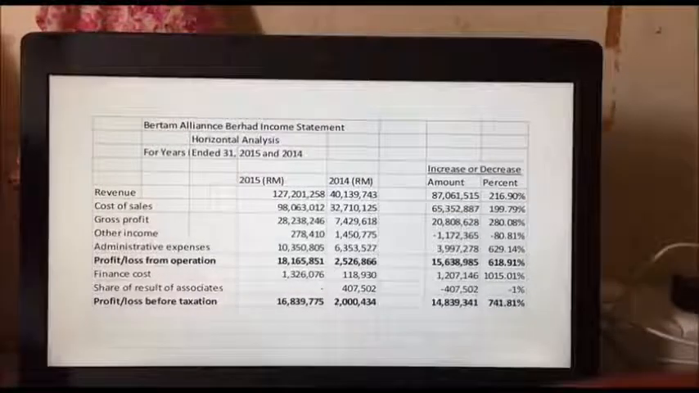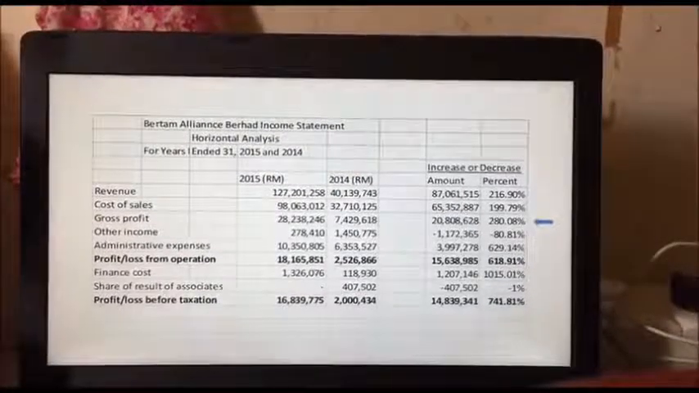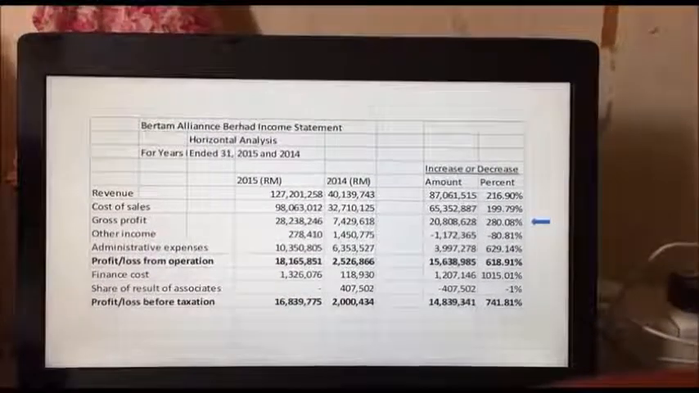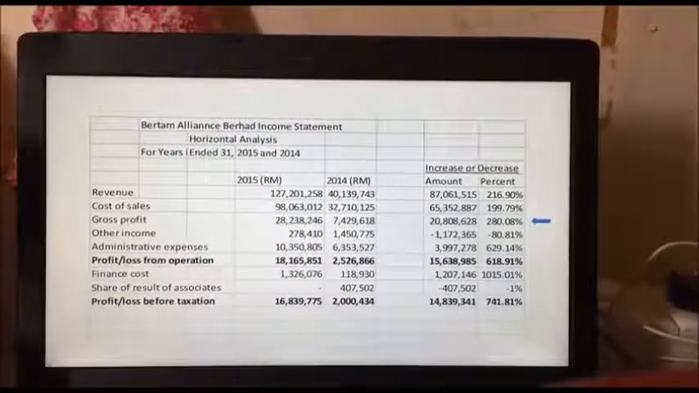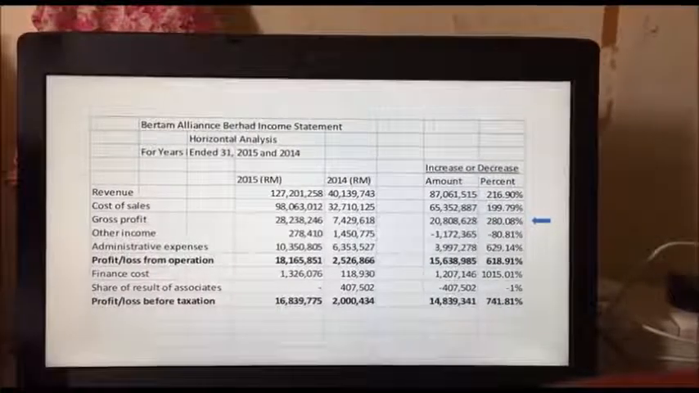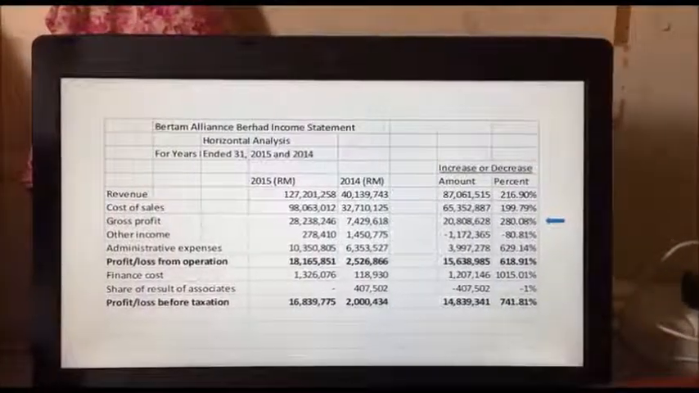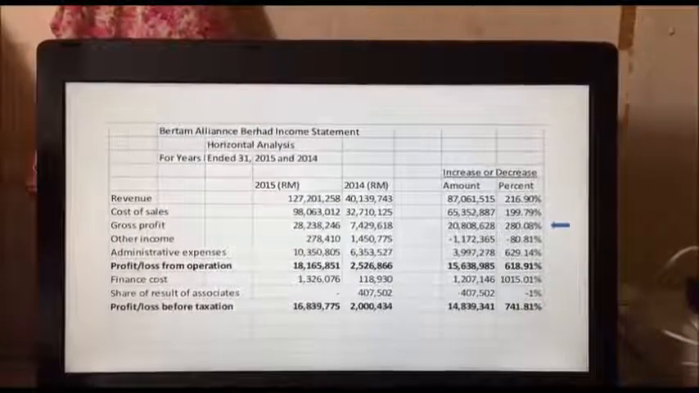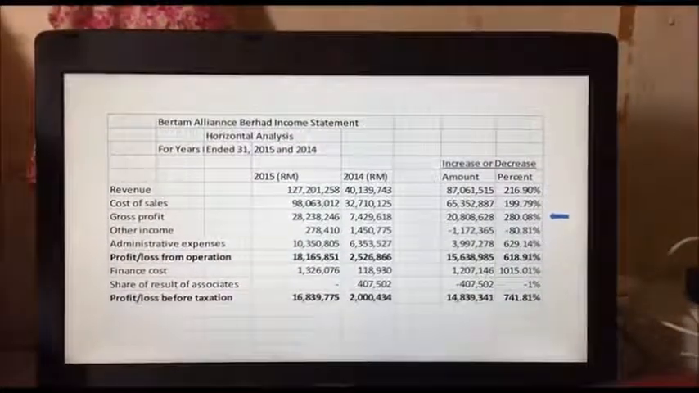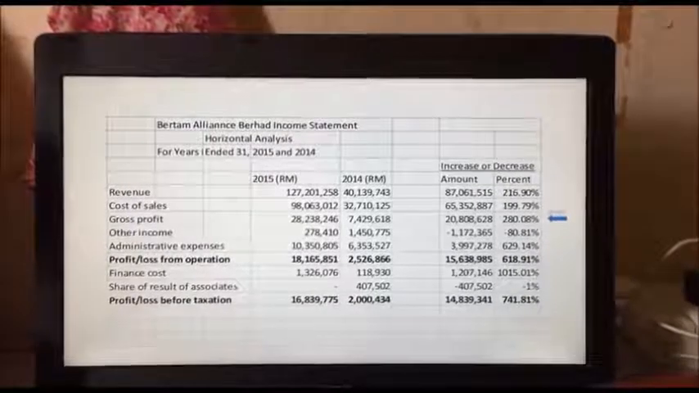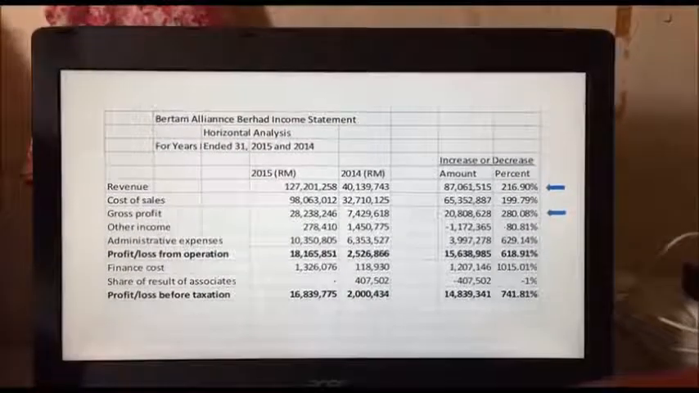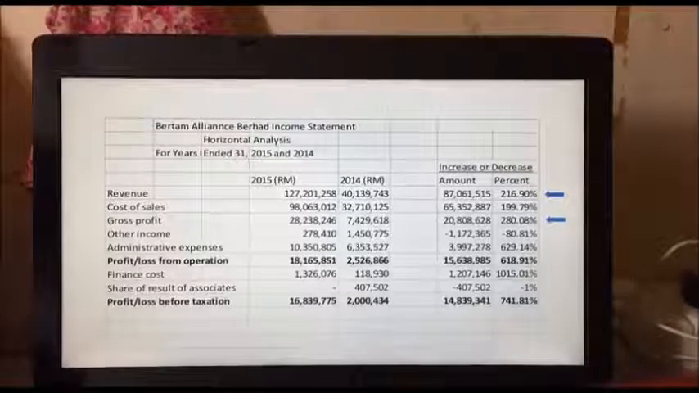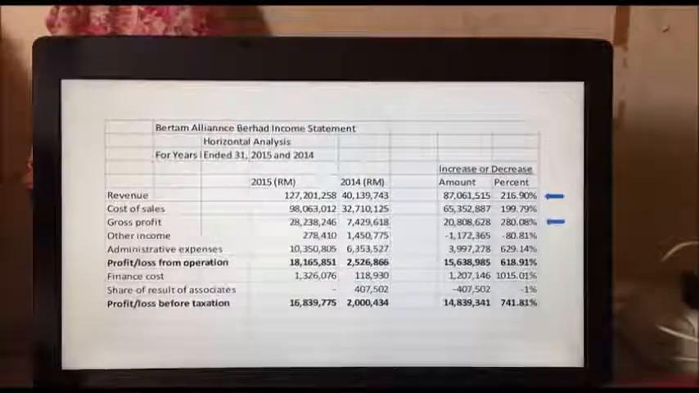For example, we know that the gross profit of Bertam Alliance Berhad has increased from year to year by 280.08%. But however, the revenue has increased by only 216.90% in 2015.